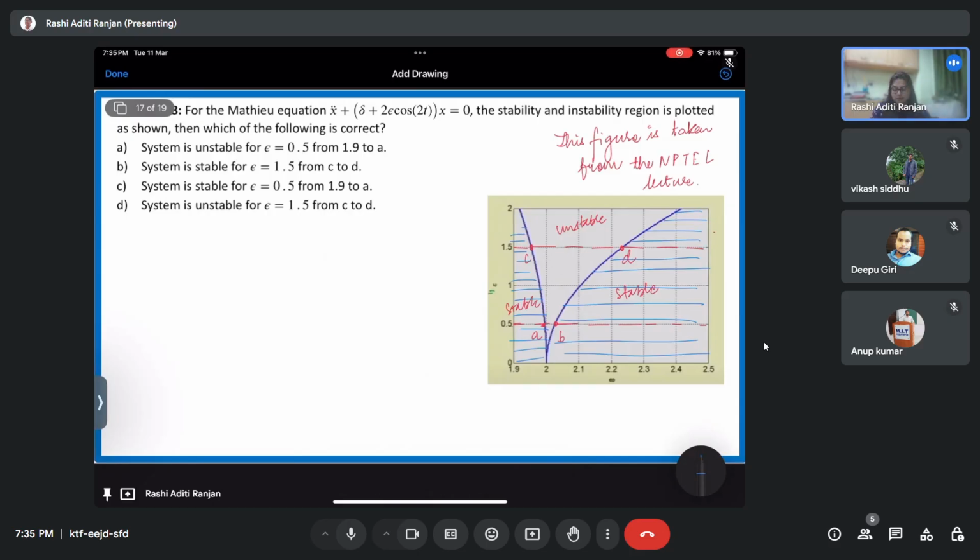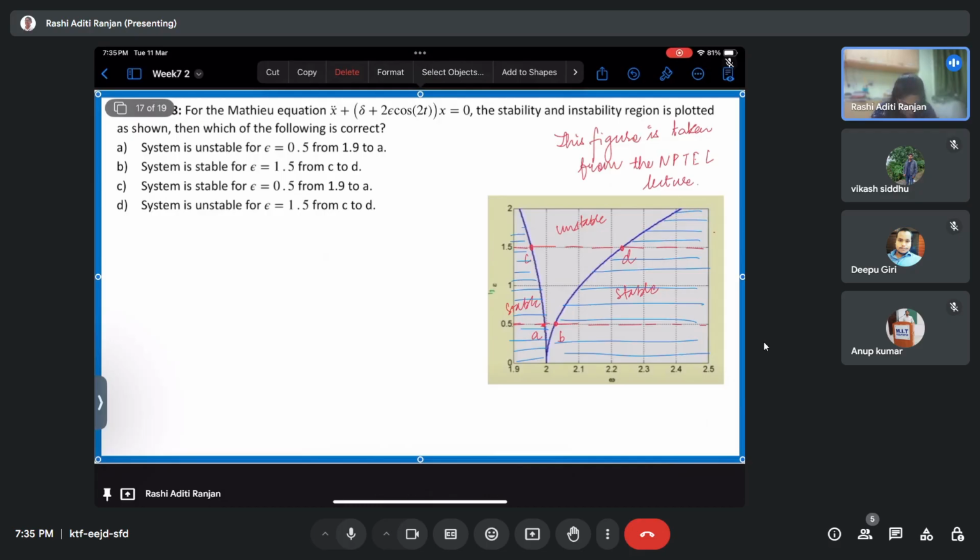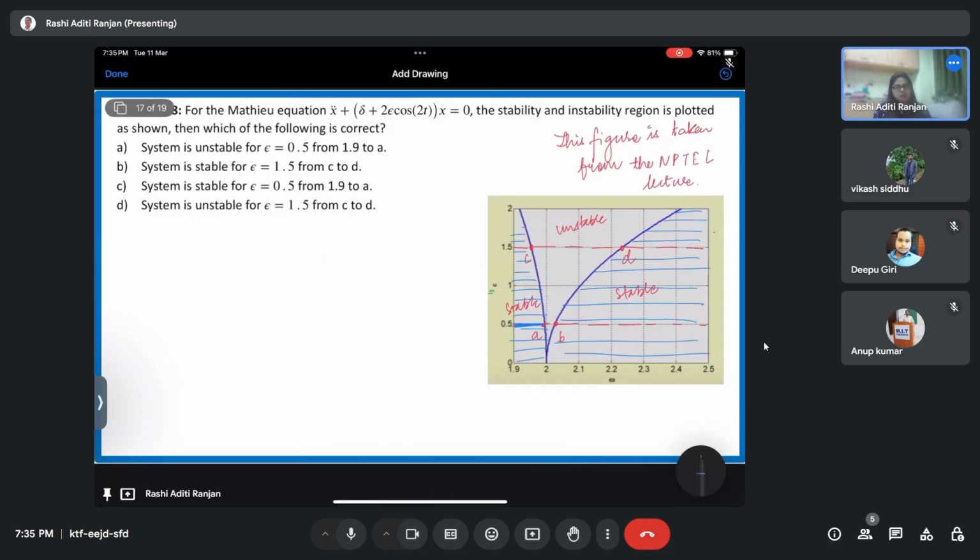Coming on to option C, which says that the system is stable for epsilon 0.5 from 1.9 to A. Now, if you look into this, this is the correct option. Why? Because it is saying that the system is stable from 1.9 to A, which is correct. You see over here, my system is stable. This is the correct option. Now coming on to option D, which says that the system is unstable for epsilon 1.5 from C to D. Unstable, sorry, unstable. Yeah, this option is also correct, right?